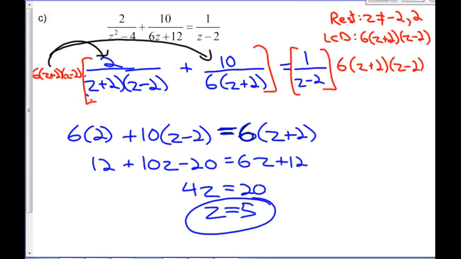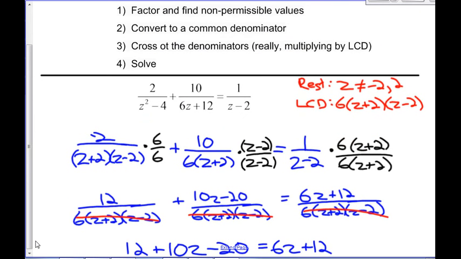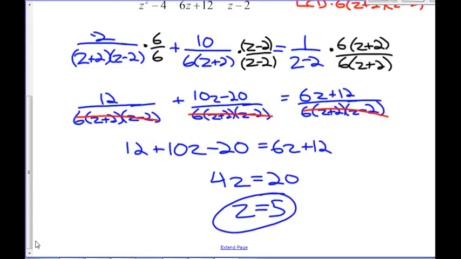In the last approach, we got precisely that statement at this point. So we're sure that this is going to end up in the same place. Okay, we'll finish it off. We'd have 4z equals 20 and z equals 5. Not a restricted value. So whichever method you prefer, use that.